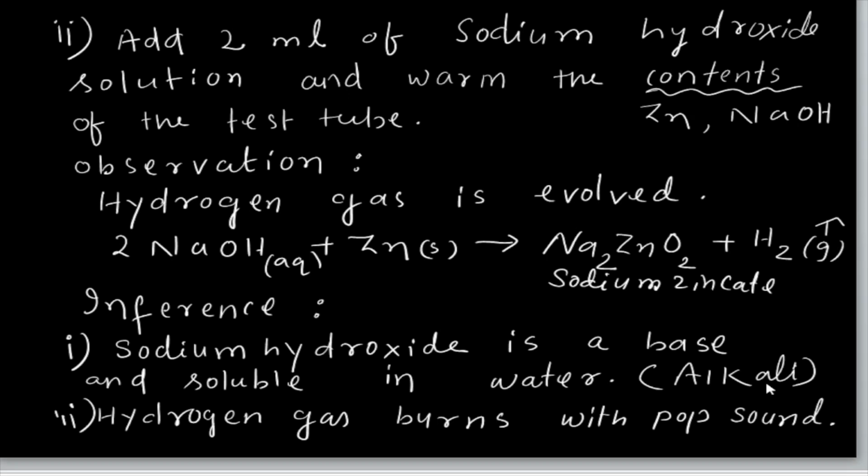Sodium zincate is produced. And what is the experiment here? You take zinc granules in a test tube, and sodium hydroxide solution, which is available in the lab in the reagent bottle. Add it, warm it, not so much heat, less heat. Then the reaction occurs, sodium zincate forms and hydrogen gas evolves. When the hydrogen gas is shown to the burner, the gas burns with a pop sound. So what is the inference? Sodium hydroxide is a base and soluble in water, that is called alkali, and hydrogen gas burns with a pop sound.